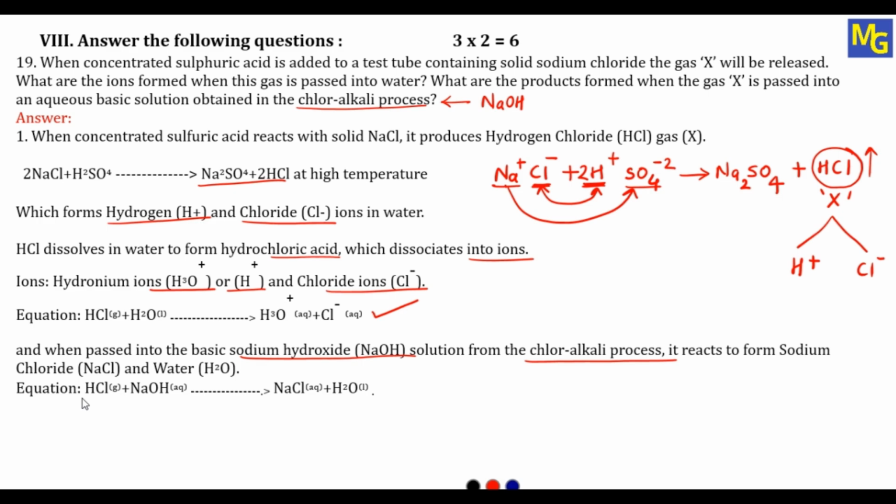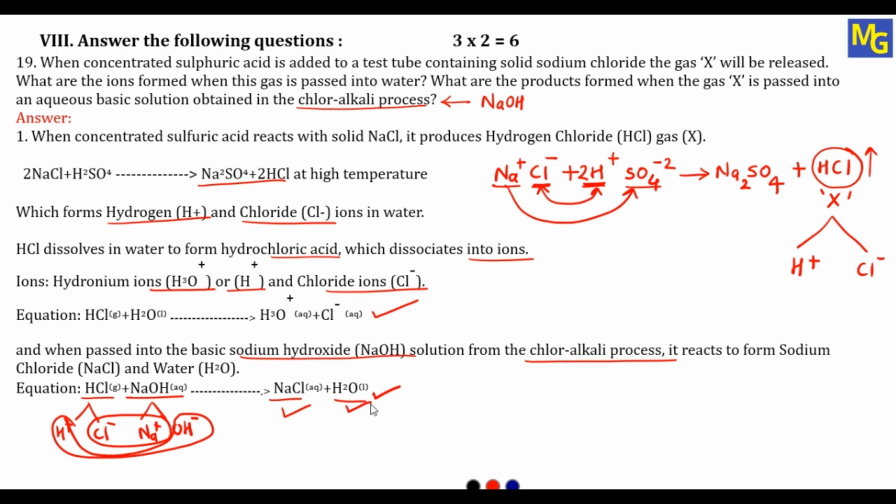HCl and NaOH. As I told earlier, HCl means what? Cation H plus, anion Cl minus. NaOH means what? Cation Na plus, and anion is OH minus. So see, H plus will combine with OH minus like this. So it gives what? It gives water, and this is the product. What is remaining now? Na plus and Cl minus. These two will combine and give NaCl. So these are our products, that is NaCl, sodium chloride, and one more is water.